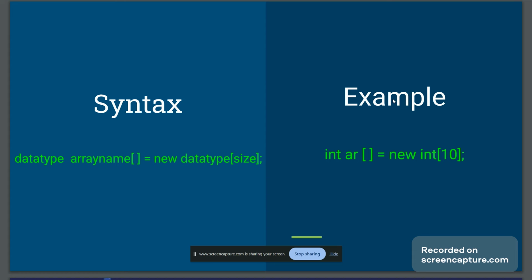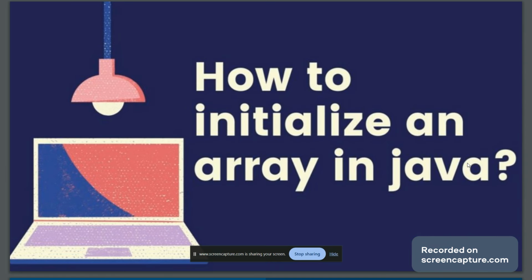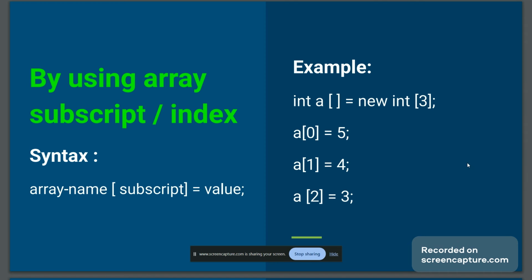Example, if I want to create a numeric array having 10 values in it, the size should be 10. So I will be declaring the array like int, name for the array, empty square bracket, is equal to new memory allocation int, and the size of the array will be 10. It will store 10 values in it. Now, how to initialize an array in Java? There are basically two types. First one is by using array index or subscript.